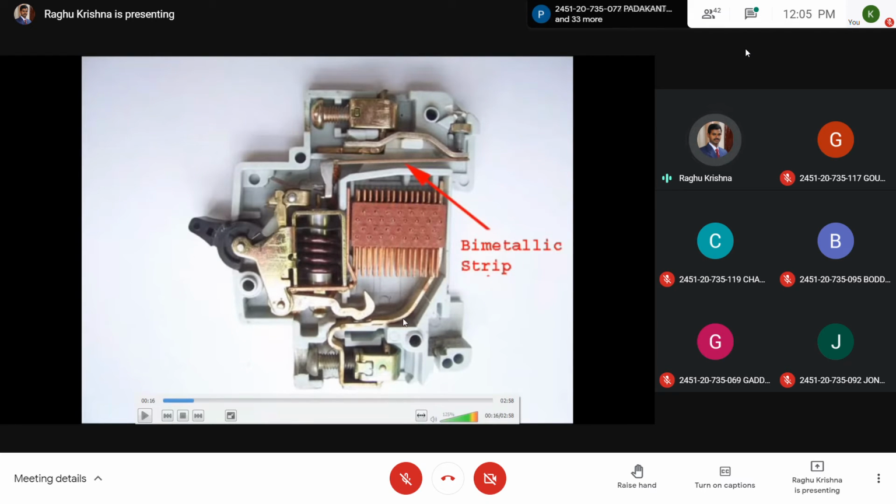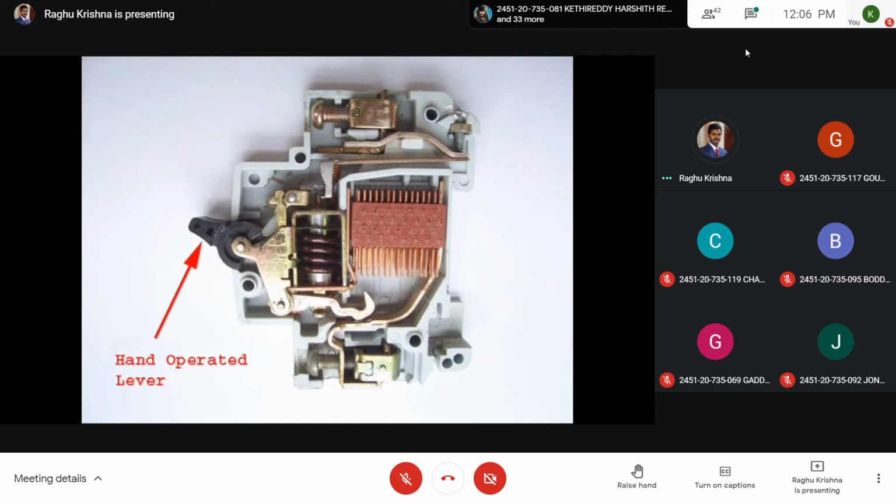So here this is an MCB, miniature circuit breaker. You have a bimetallic strip here. When heavy current flows, the bimetallic strip will bend, and there is one hand-operated on-off lever. In an MCB, current first enters through the inlet power terminal to the bimetallic strip, then to the current coil or trip coil, then to the moving contact, then to the fixed contact, and lastly, current leaves through the outlet power terminal.